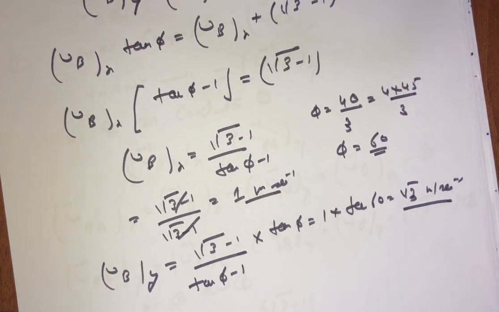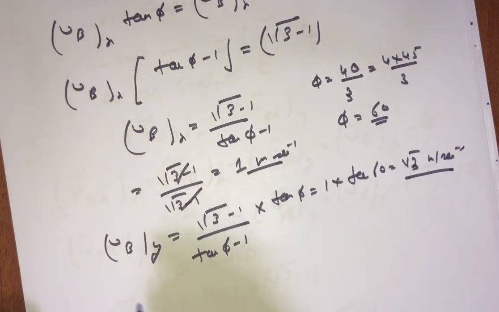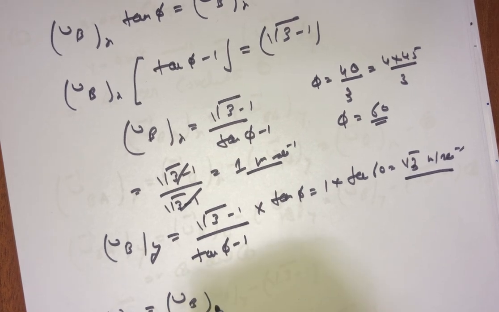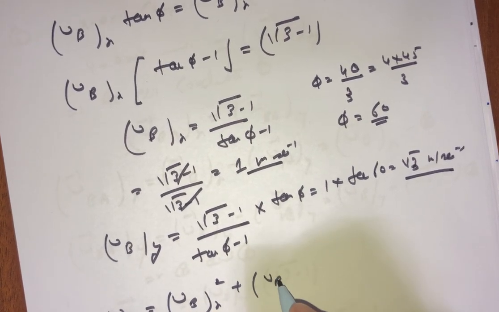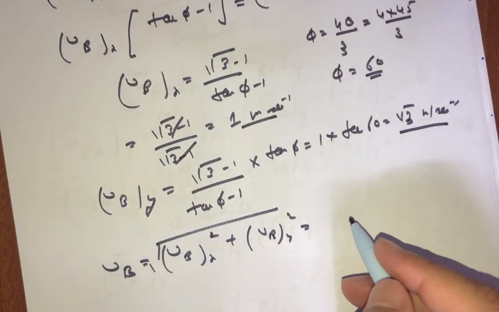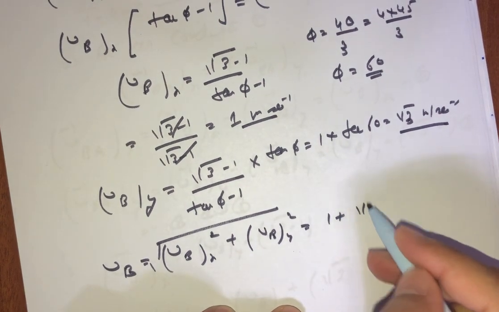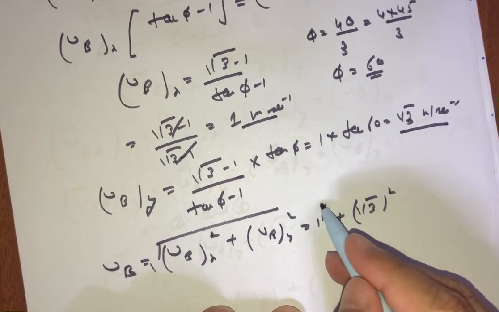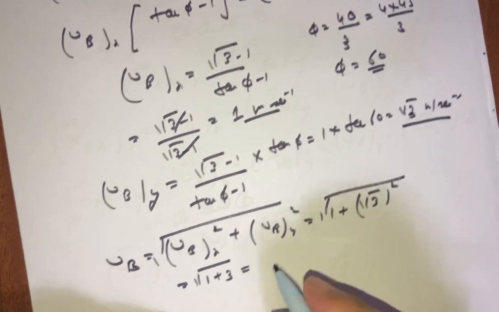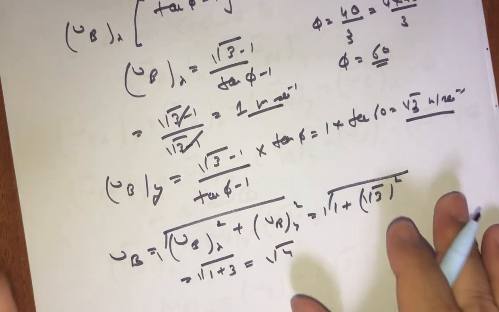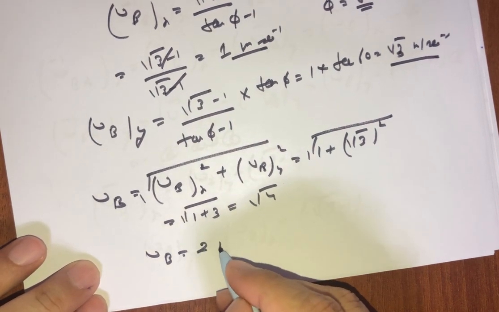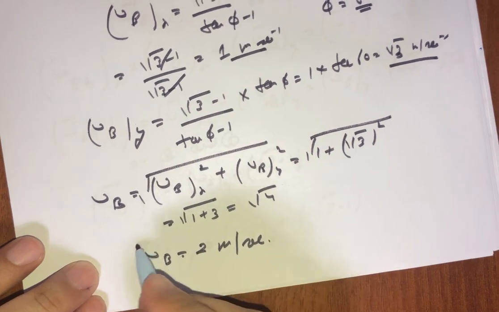So we have the x component as well as the y component of the ball. So we can find its magnitude as the square root of VBx squared plus VBy squared. Substituting the values, square root of 1 plus (square root of 3) squared. So this will be equal to the square root of 1 plus 3, which is the square root of 4. So we get VB as 2 meters per second.